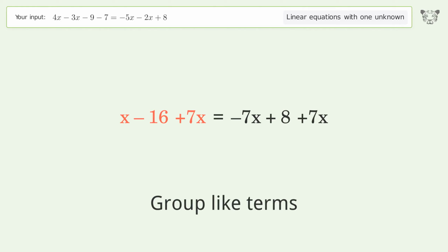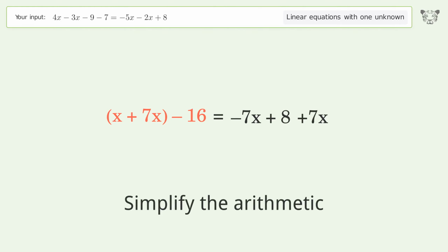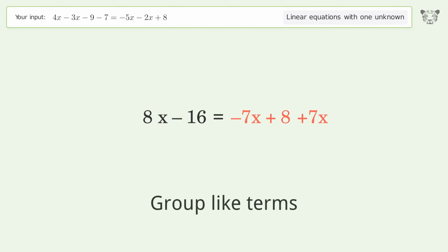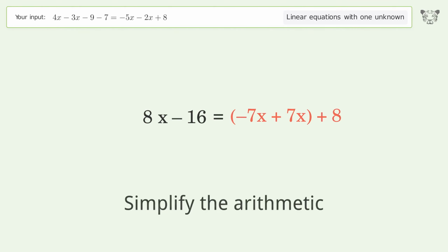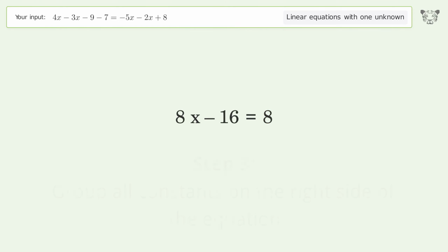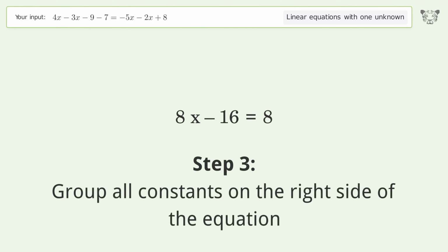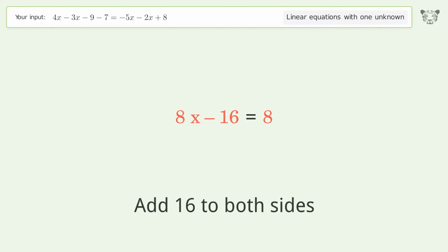Group like terms. Simplify the arithmetic. Group like terms. Simplify the arithmetic. Group all constants on the right side of the equation. Add 16 to both sides.